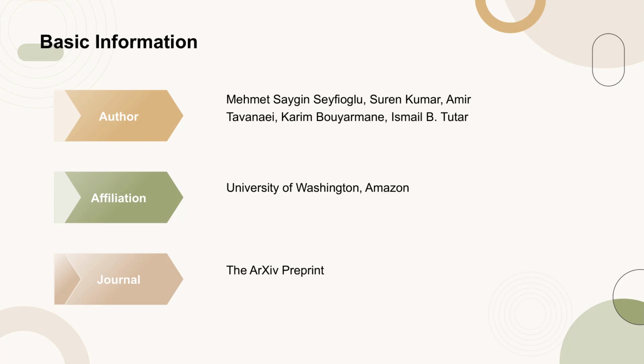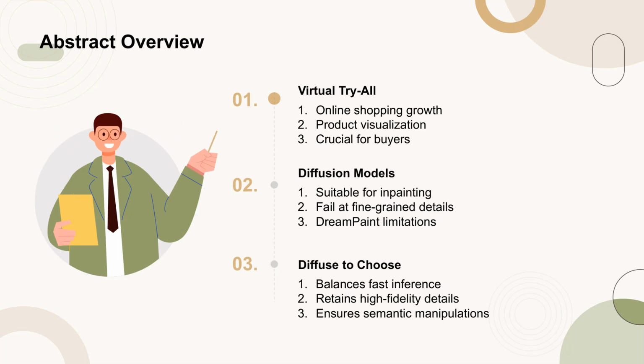This paper was published on the arXiv preprint server by Mehmet Saygin Seyfioglu and colleagues from the University of Washington and Amazon. The abstract highlights the importance of virtual try-on and online shopping, where buyers can visualize products in their settings. Diffusion models, while suitable for inpainting, often lack the ability to capture fine-grained details. DreamPaint models, on the other hand, preserve details but are not optimized for real-time applications.